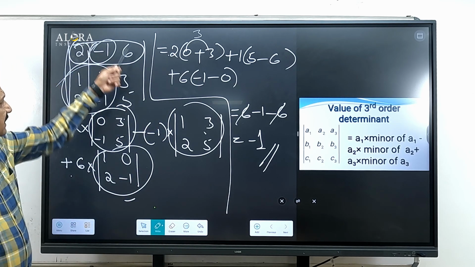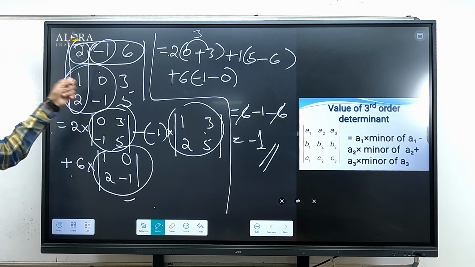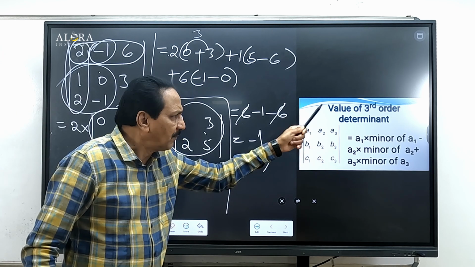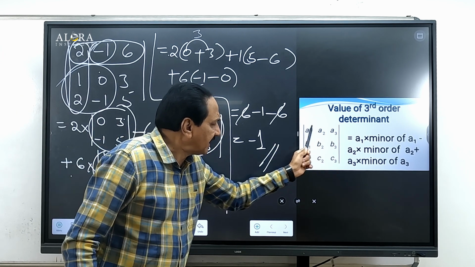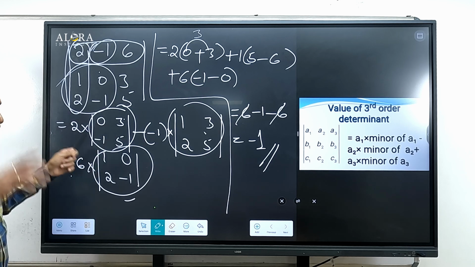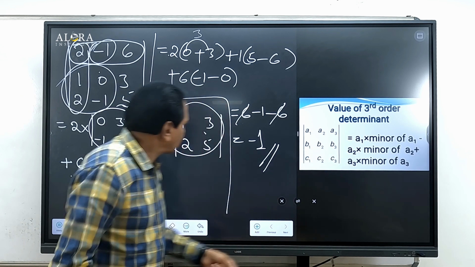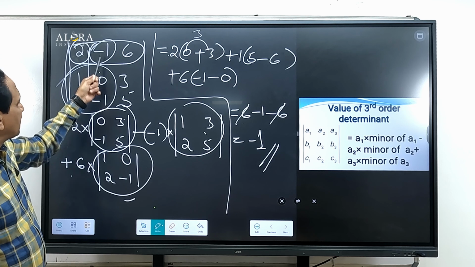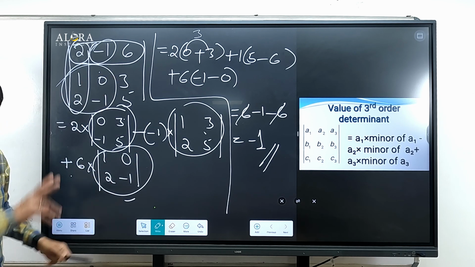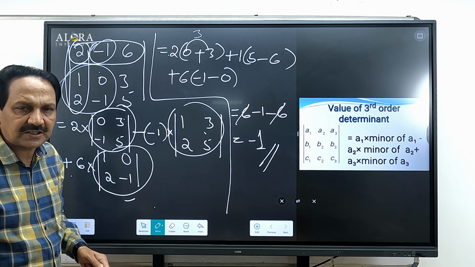I'll repeat. This is the third order determinant given to you. You are supposed to find the value of the third order determinant using this formula. What the formula says? First element into its minor. So 2 into its minor. You know how to write the minor. Minus second element into its minor. Minus second element is minus 1 into its minor. Plus third element 6 into its minor. This is the first step where the formula is adopted.